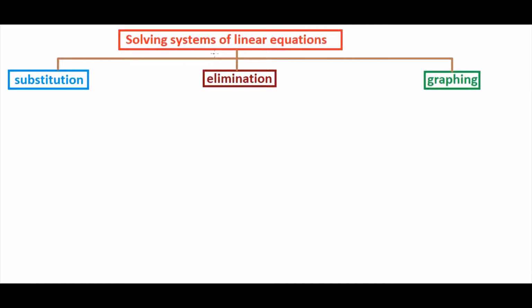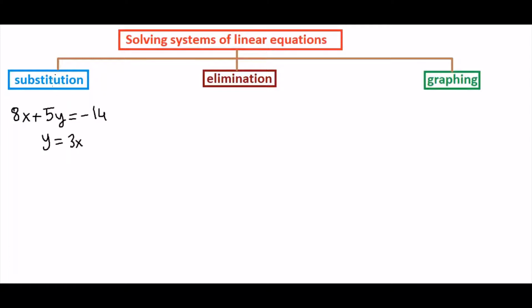For systems of linear equations, we need at least two equations, and both the x and y values should satisfy both given equations. Let's see one example here. We have 8x plus 5y equals negative 14, and we have y equals 3x.